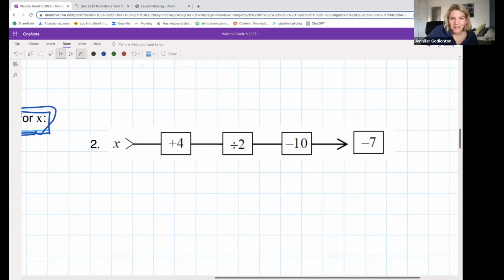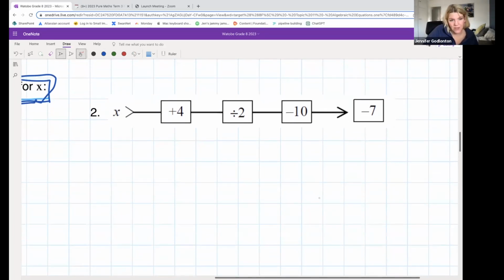When you think you have an answer, just pop it in the chat for me. Just put whatever you think your answer would be. I'm looking for the equation, and then we're also going to solve for x. We're going to solve for x a whole bunch of different ways in this question.